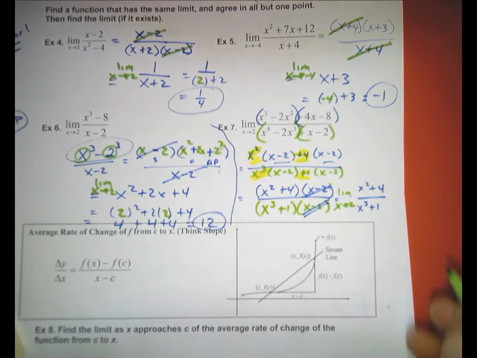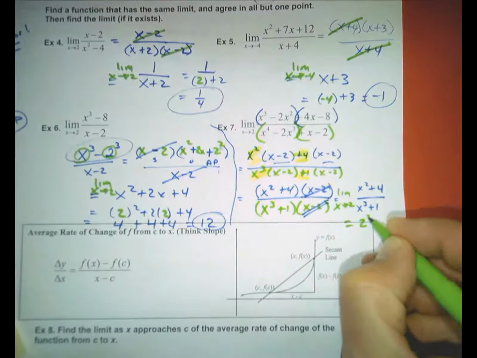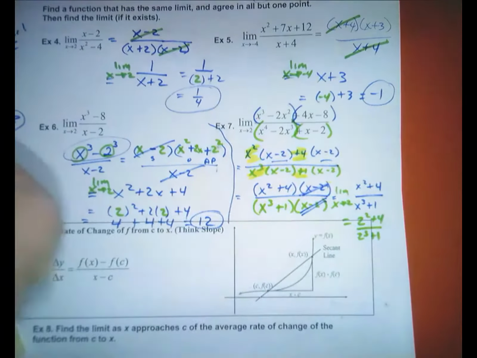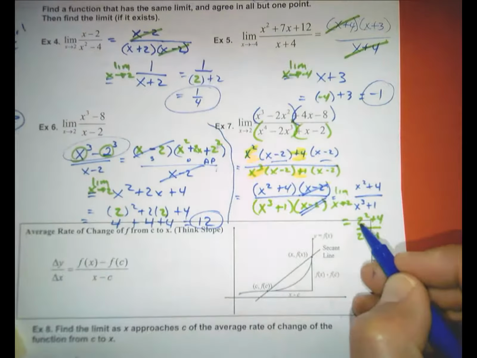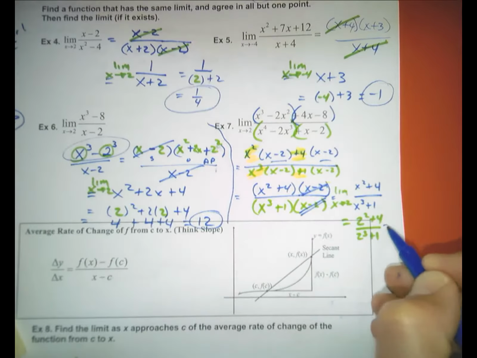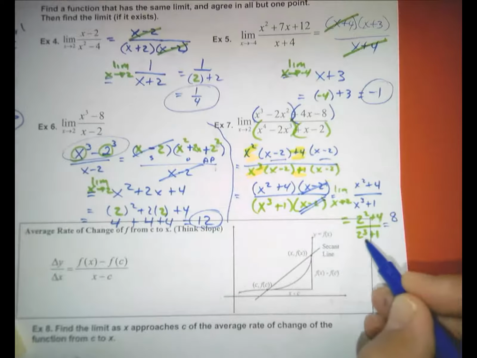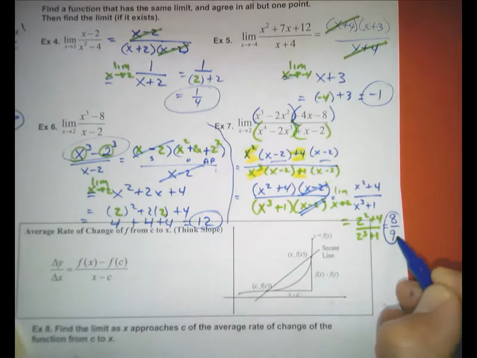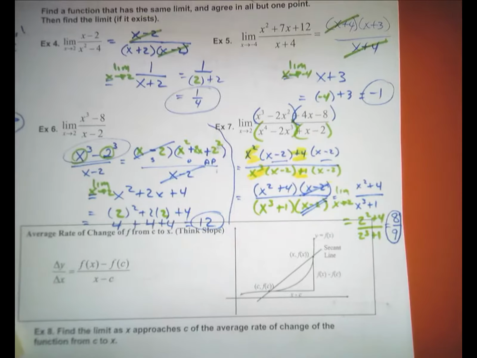So anywhere there's an x, I'm going to plug in 2. So I've got 2 squared plus 4. I have 2 cubed plus 1. And then I simplify. What's 2 squared? 4. 4 plus 4 is 8. And 2 cubed, 2 times 2 times 2, ocho. 8 plus 1 is 9, and I get 8/9. So again, that's called factor by grouping.